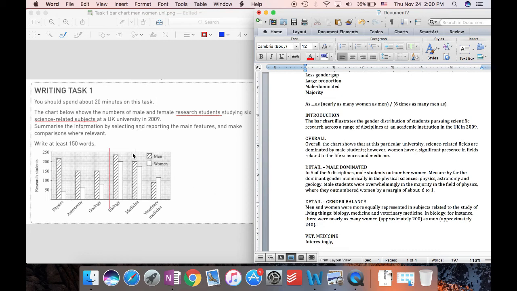And you can see the same pattern in medicine, so you could say this was also true in medicine. You could put the data in if you want to. I think we're doing well on the word count, so we probably don't need to. Let's go on to the final paragraph. Interestingly, veterinary medicine was the only field in which, let's use a relative clause, again that will impress the IELTS examiner, in which women, we've used the word outnumber already here, so let's use the words formed the majority of the student body.